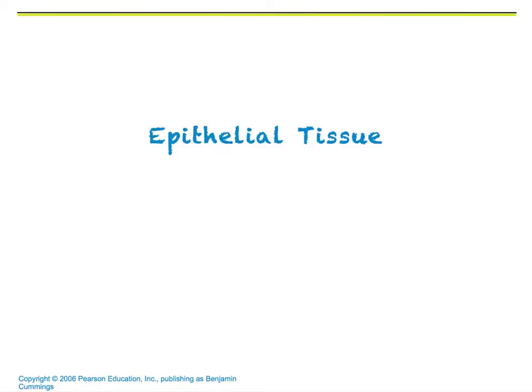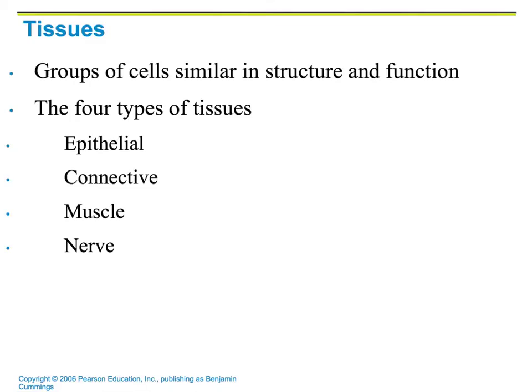Okay, in this unit we're going to be talking about epithelial tissue. Well, we're talking about tissues in general, and there are four different types of tissues, the first of which that we're going to cover is epithelial tissue. So these are the four types of tissues that we'll be covering. First, epithelial, and then connective, muscle, and nerve.